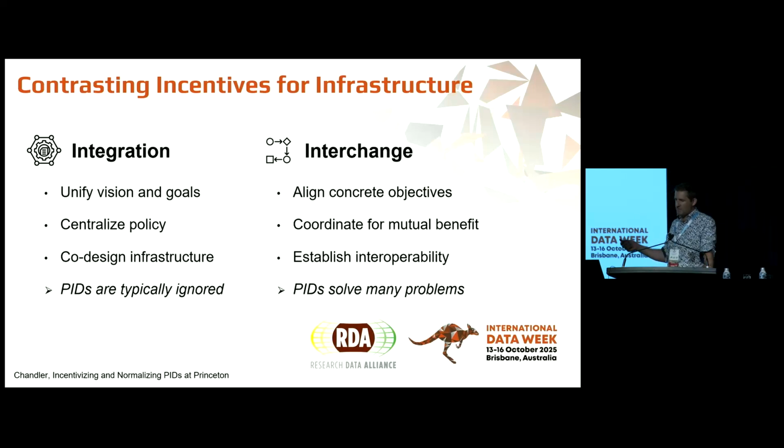But he starts off talking about this contrast between integration and interchange. The value of PIDs is well understood for open science and research data ecosystems, but within institutions of higher education and academic research, there can be a lot of friction when it comes to PID adoption. And a lot of that has to do with these contrasting incentives for infrastructure.